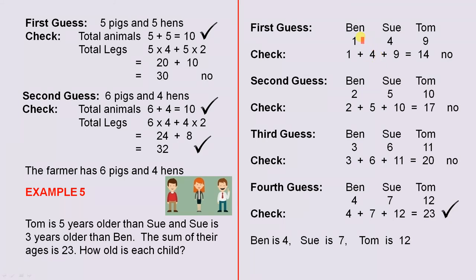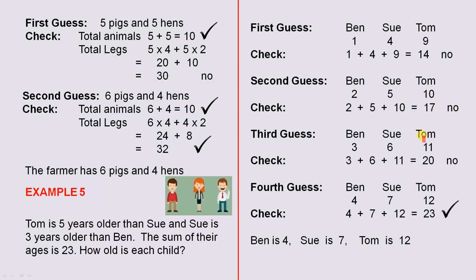Okay, so if we put Ben as 1, and it says Sue is 3 years older than Ben, so she has to be 4, and Tom is 5 years older than Sue, so he has to be 9. 1 plus 4 plus 9. Add those up and that gives you 14. Not correct. If Ben is 2, Sue has to be 5 because she's 3 years older. Tom has to be 10 because he's 5 years older than Sue. Add those ages up to give you 17.